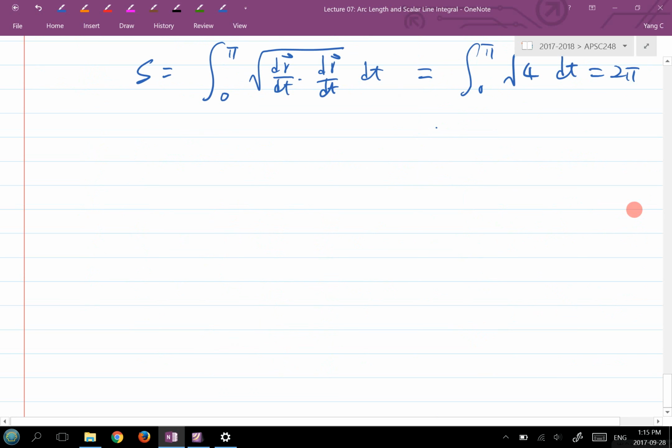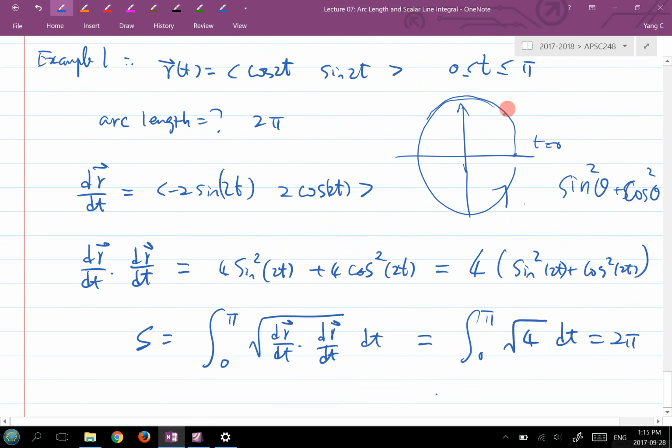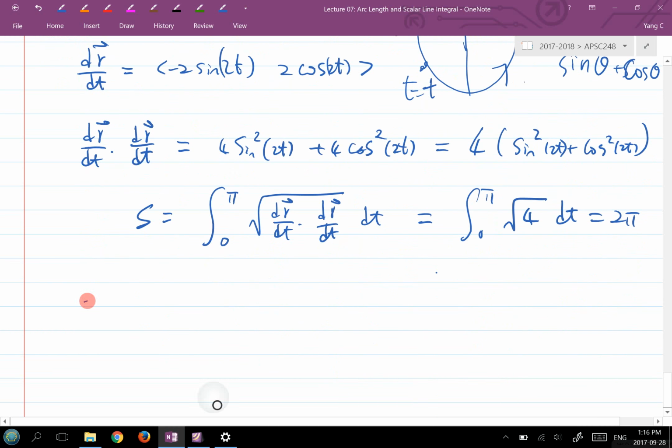There's another possibility you could be asked: can you calculate the arc length starting from here and going to an arbitrary time moment, meaning t equal to t? In this case, all you need to do is replace that pi with a variable time t.